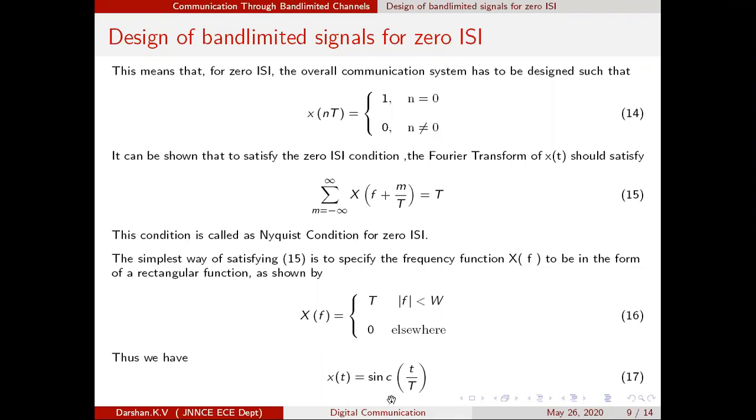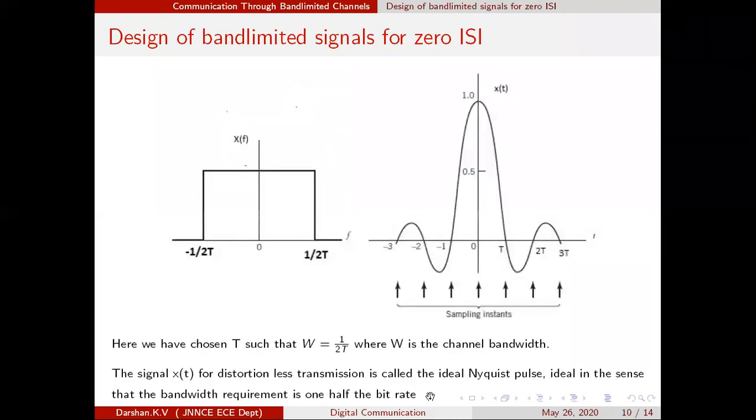How is x of t looking? It is looking like a sinc pulse. Both the things I have drawn. So x of t has been drawn and x of f has been drawn. You can easily observe it. If you observe x of t, it is a sinc pulse. And just carefully observe the arrow marks which I have put. What are these arrow marks? Just observe. This is x of t.